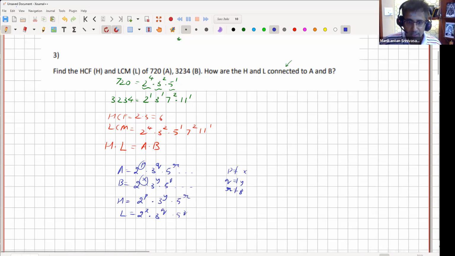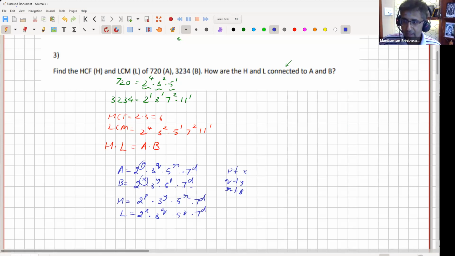Similarly, for every power, the minimum or maximum has to occur in one of them. And of course, if they are the same, let's say this is 7 power d here and 7 power d here also, it doesn't matter. You're going to put it in the HCF and the same quantity in the LCM also. Therefore, effectively, the product of these two is the same as the product of these two. It only works with two numbers.